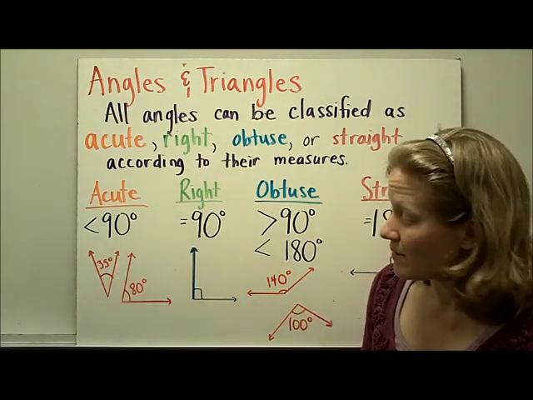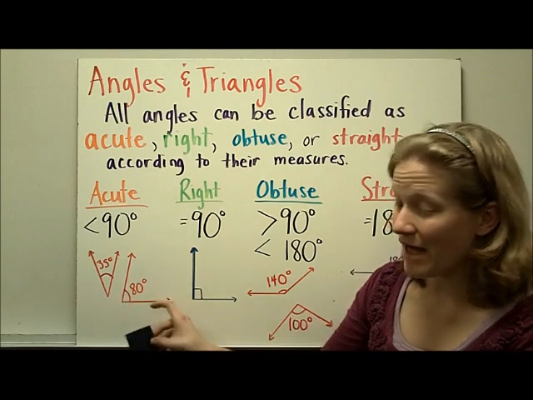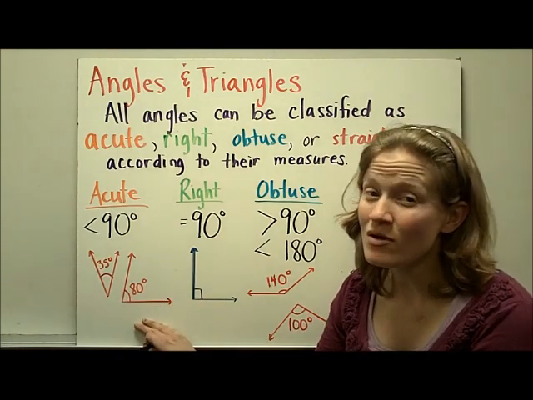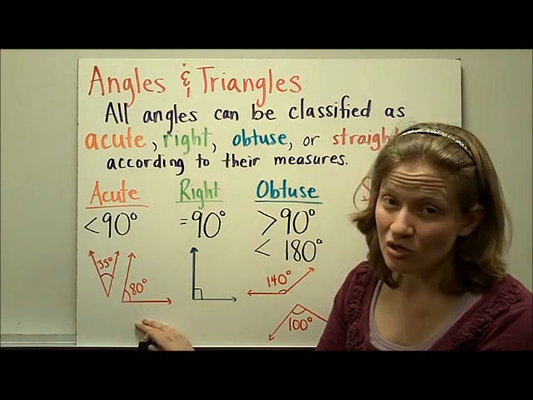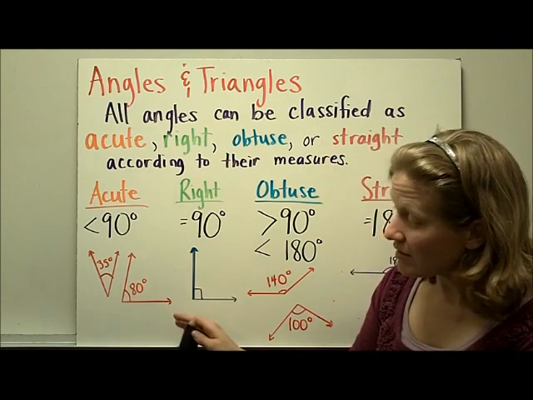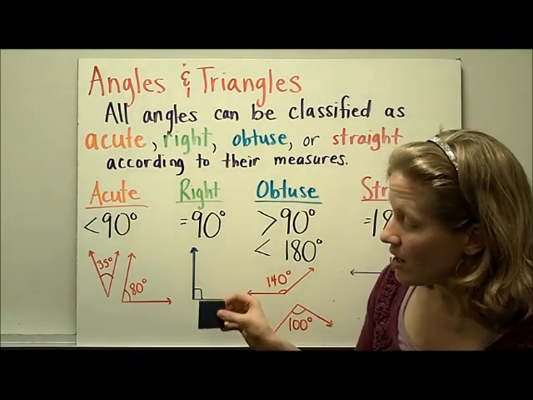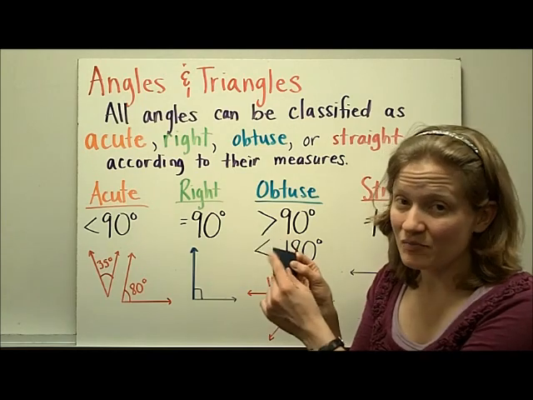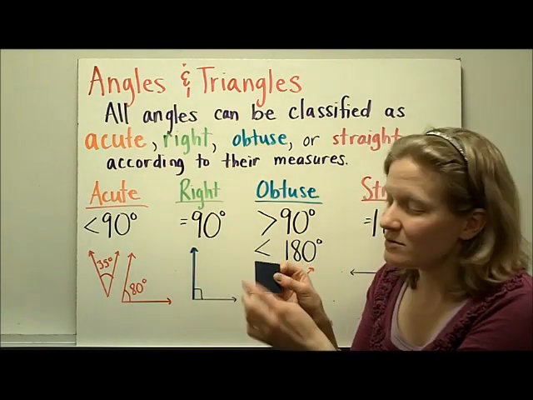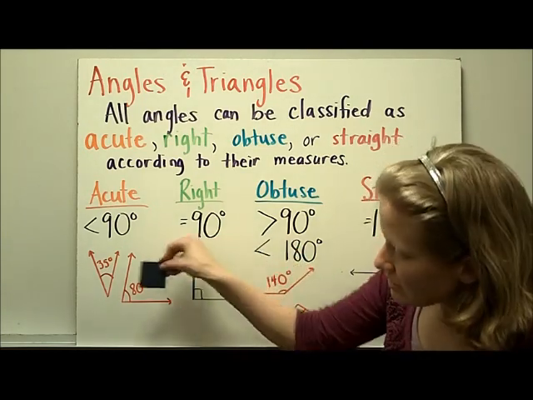One tip is to remember that if you didn't have the degrees of this angle and you needed to figure out if it was acute or right, because it looks sort of like the corner of a piece of paper, you can use something that is a piece of paper, or a note card is a good thing to use. I'm going to use something dark so you can see it.